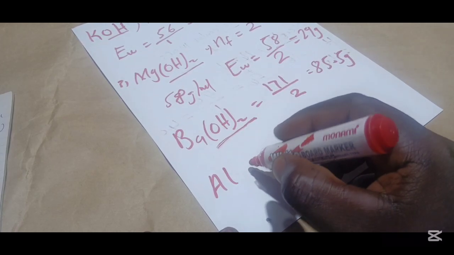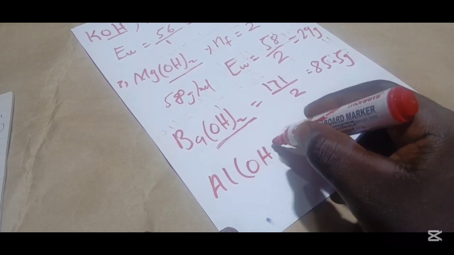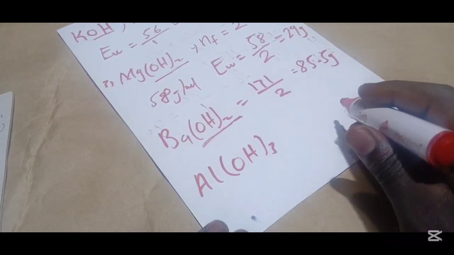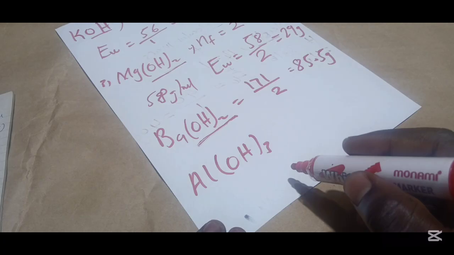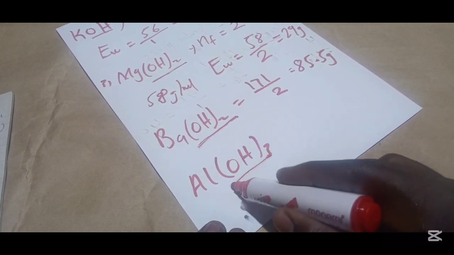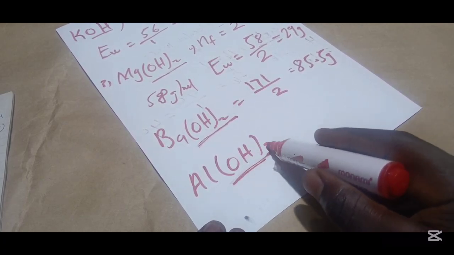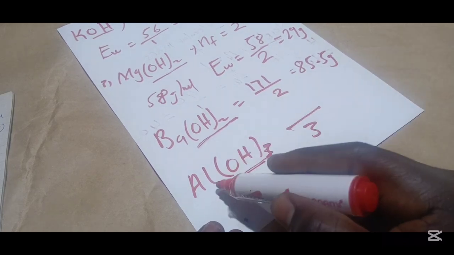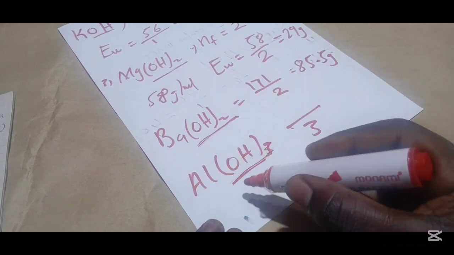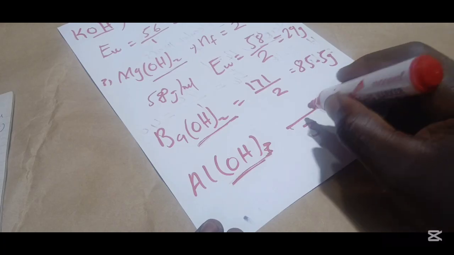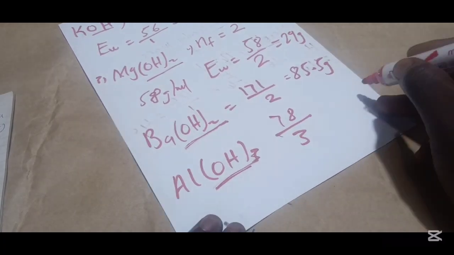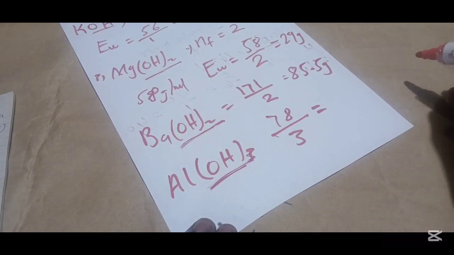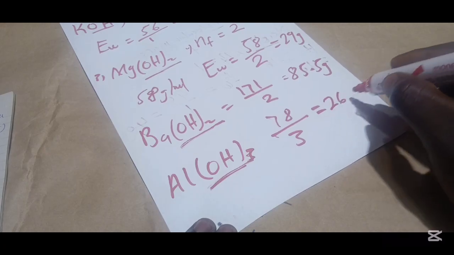So equivalent weight for Al(OH)3. From here we can see that the number of OH groups that we have is 3, right? So directly the n factor is 3, and the molecular weight for Al(OH)3 is 78. So 78 divided by 3 is going to give us 26 grams.